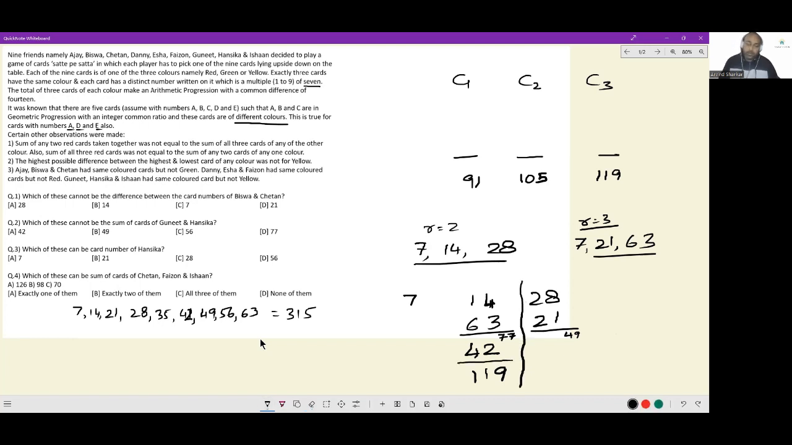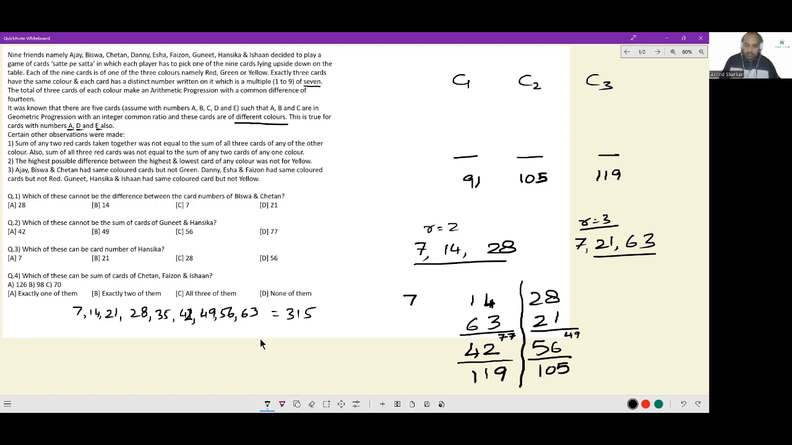Here, 28, 21. I've already reached 49. In order to reach 91, I need a 42, which is not available. In order to reach 105, I need a 56, which is possible. And I can't reach 119, that is already done. So I can't reach 91, 42 is used up. The only thing that I can do is add a 56 here, and we reach 105.